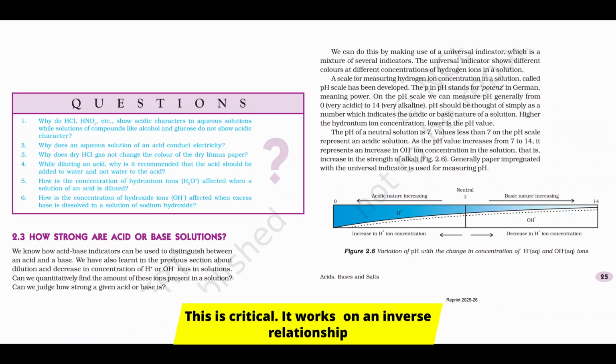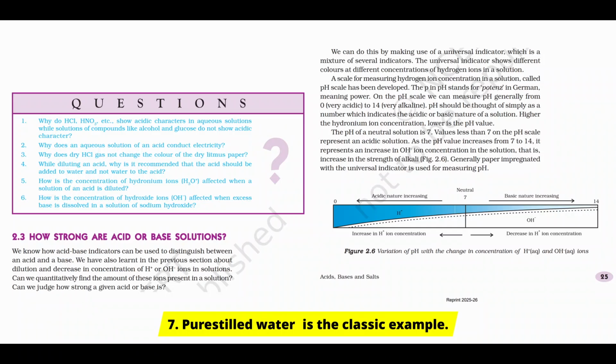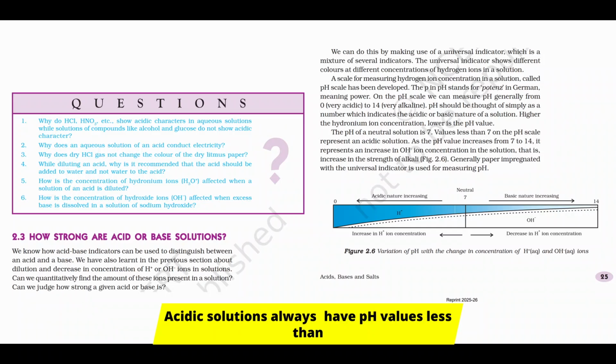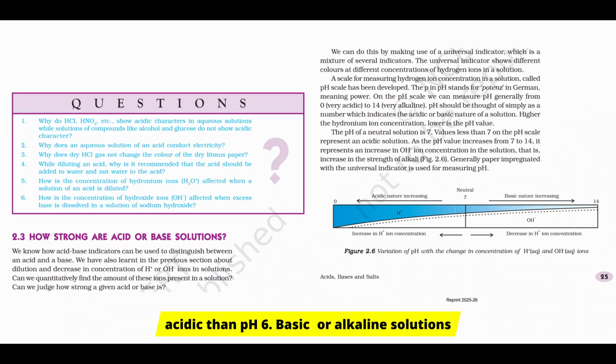This is critical. It works on an inverse relationship with hydrogen ion concentration. The higher the concentration of hydronium ions, H3O+, or H+, the lower the pH value. More H+ means more acidic, which means a smaller number on the pH scale. A perfectly neutral solution has a pH of exactly 7. Pure distilled water is the classic example. Acidic solutions always have pH values less than 7. As the pH value decreases from 7 down towards 0, the acidity increases. So pH 1 is much more acidic than pH 6.